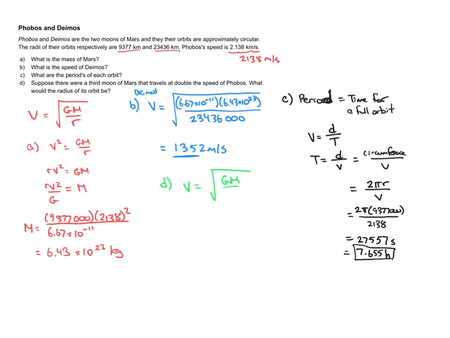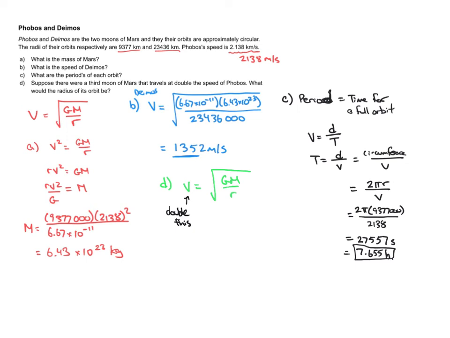Now, our goal is to have an orbit where the object is going at double the speed of Phobos. So our goal is to double v. And how can we get v to get doubled? Looking at the other side of the equation, we have capital G, which is a universal constant. We can't do anything about that. M stands for the mass of Mars. We can't do anything about that.